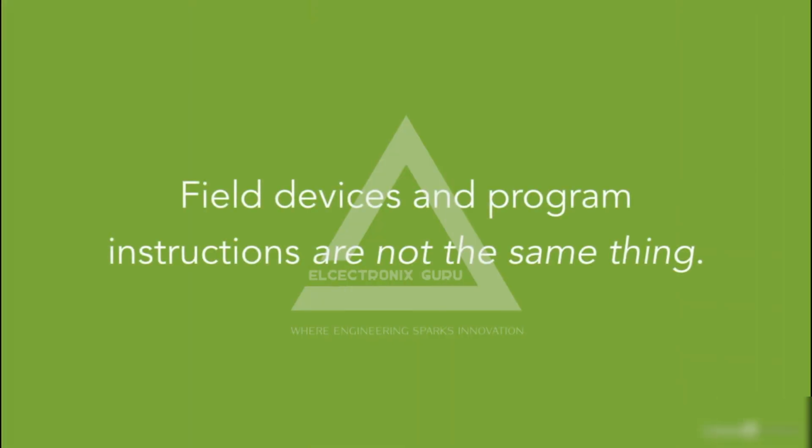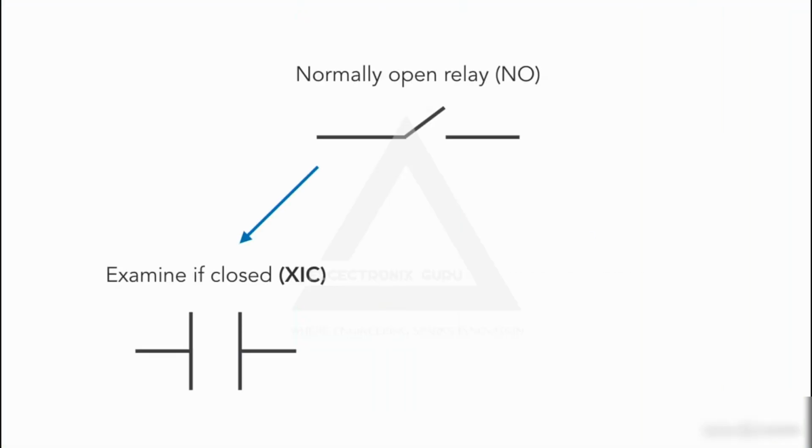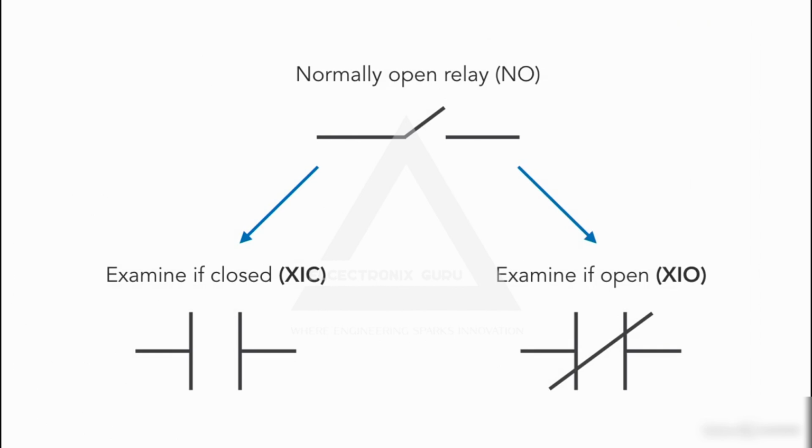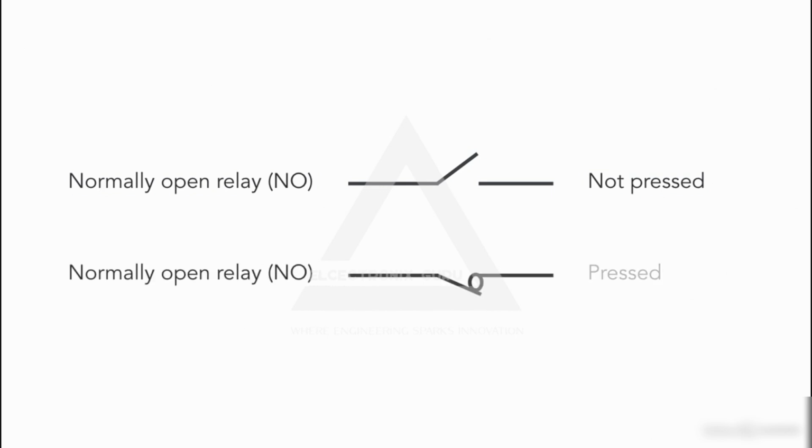Remember that field devices and program instructions are not the same thing. So depending on the program written in the software using ladder logic, the output will behave differently. Since the contact is a normally open contact, it's usually open, and when the push button is pressed, the contact closes and hence provides continuity within the electrical circuit.